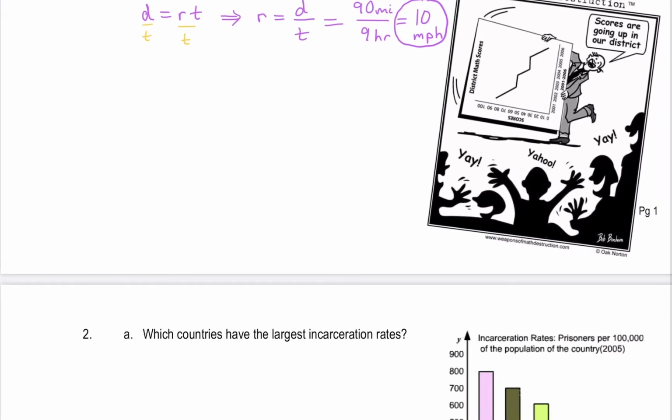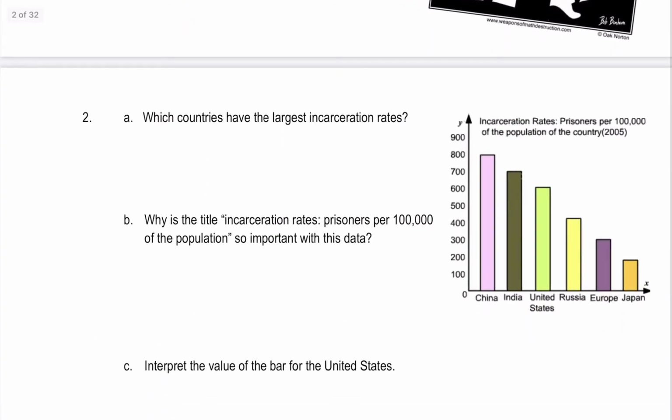All right, number 2, let's interpret a little bar graph here. So this graph is entitled the incarceration rates. So it's the number of prisoners per 100,000 in the population. And again, it's a little dated, I do apologize, in 2005.